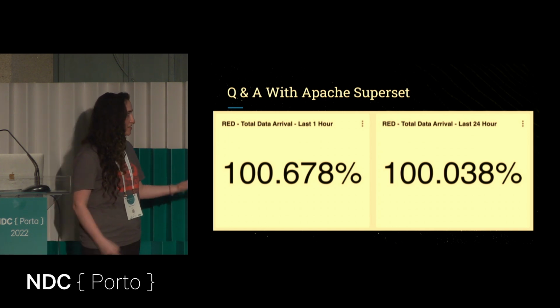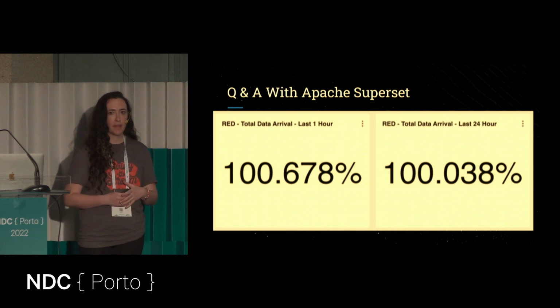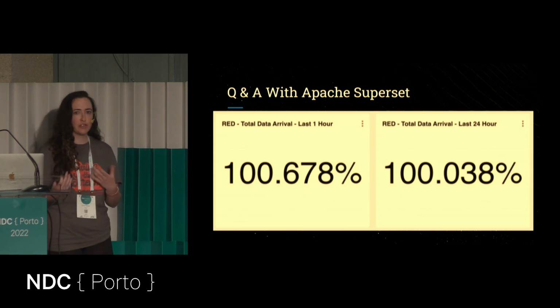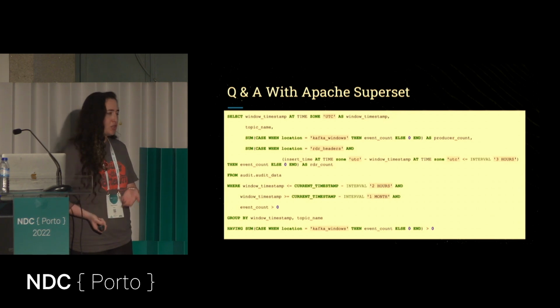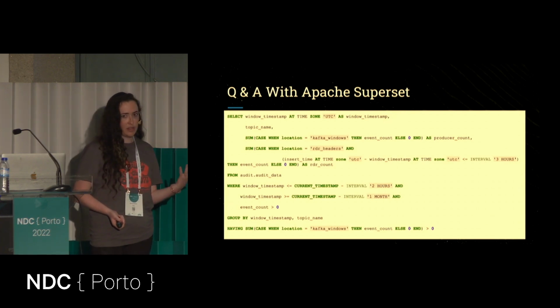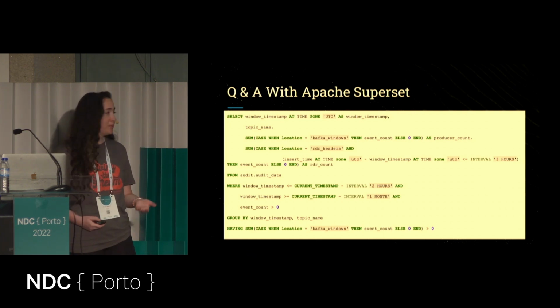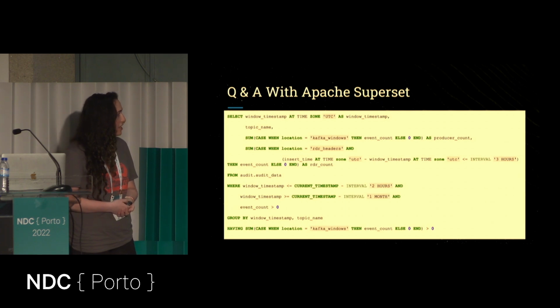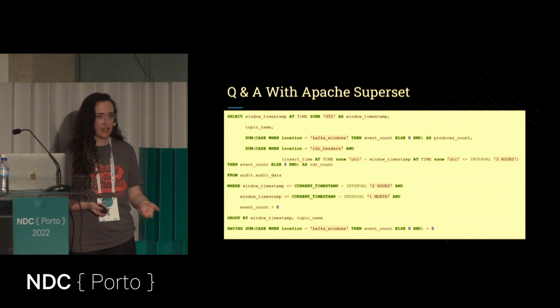Some more nice charts. It's just the data arrival rate for 1 hour and 24 hours. I think it's really important to be able to just have these metrics and also be able to visualize them. And then also just the query that we've used to create these charts. It looks complicated, but essentially it's very, very simple. We're just calculating arrival latency here, deducting the window timestamp from the insert time in order to get that arrival latency metric.